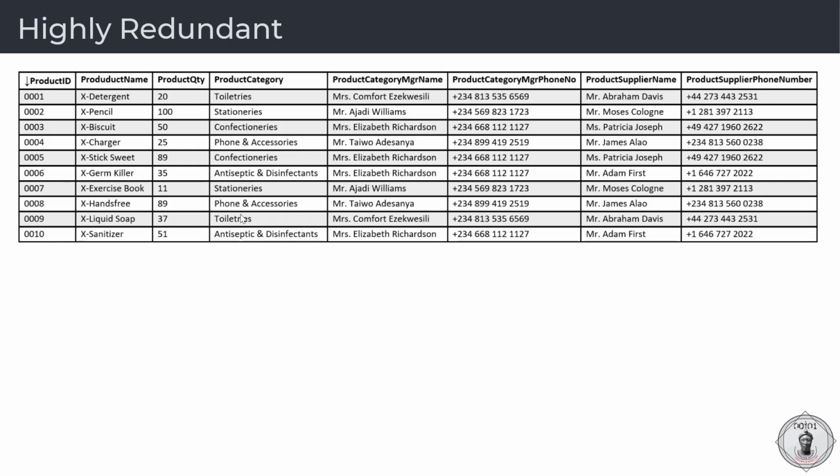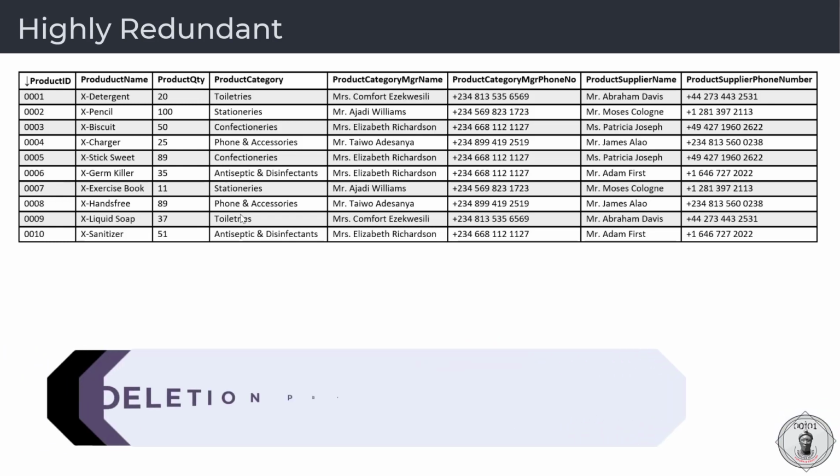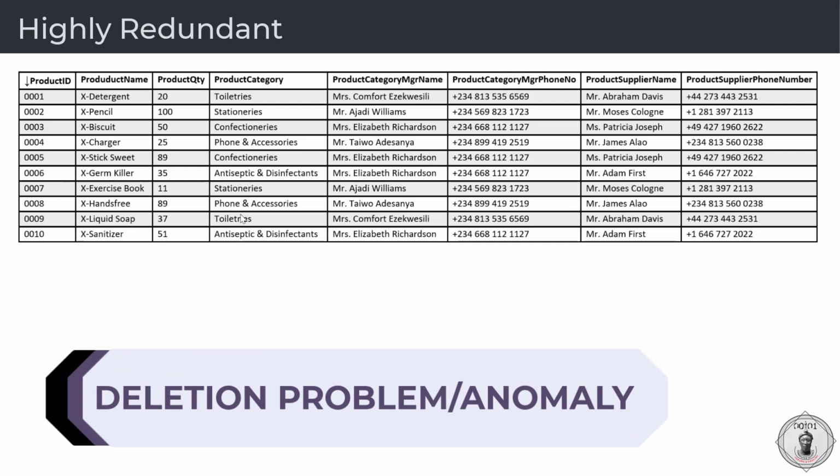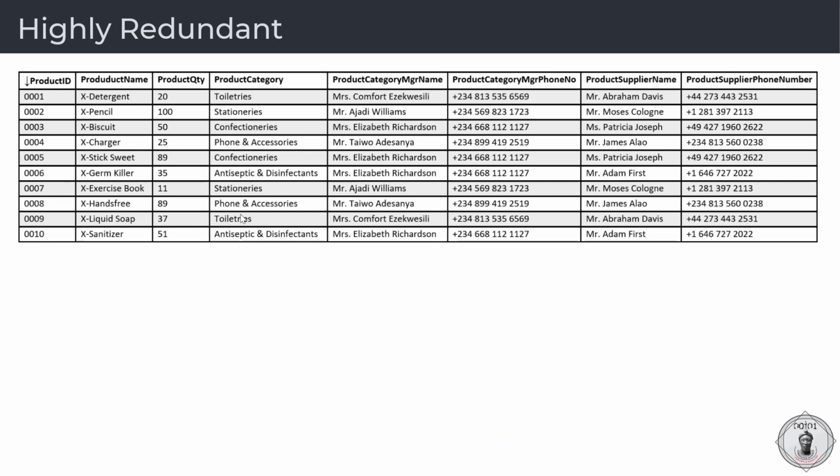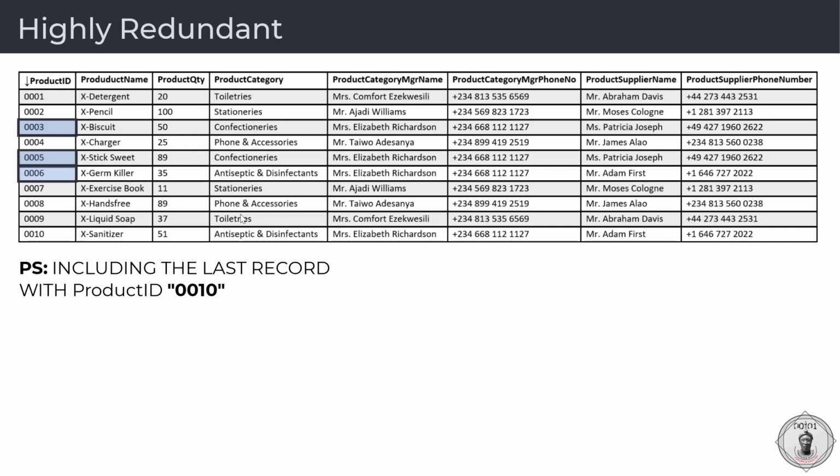So there's also the deletion problem, also known as deletion anomaly, that we need to look into. Let's consider this example. Let's say for one reason or the other we need to delete records for product ID 0003, 0005 and 0006. I intentionally chose the example because it has the same category manager. For 0003 we have confectionaries, for 0005 we have confectionaries, but for 0006 we have antiseptic. So unfortunately we have these two different categories being managed by the same person.